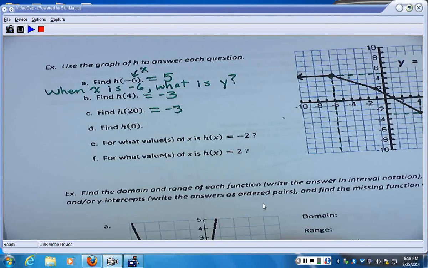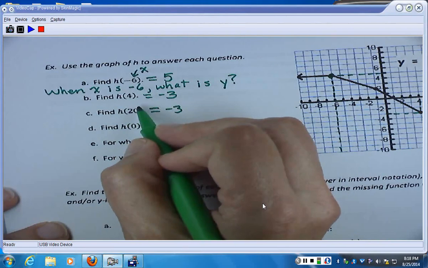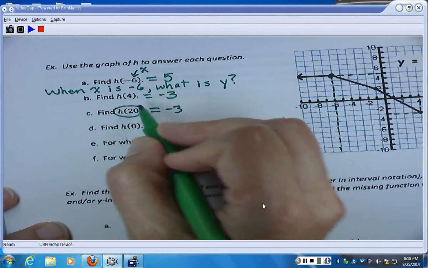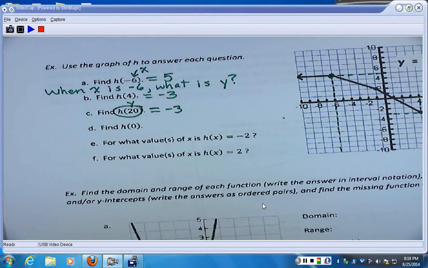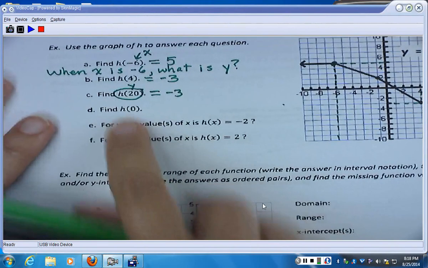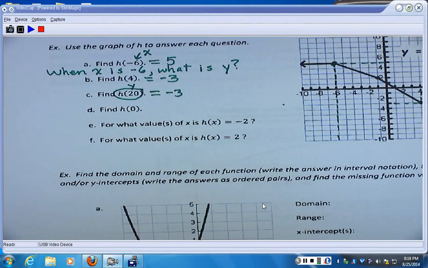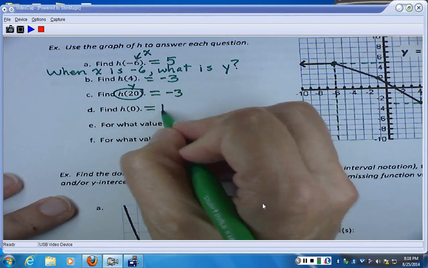So the part in the parentheses is our x, and this is our y. But it's a y when x is 20, you know, specific y. Okay. Find h of 0. Right. That's right. So just keep this straight.